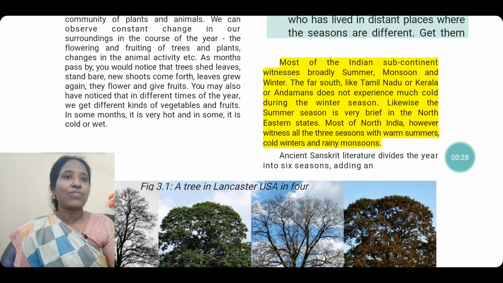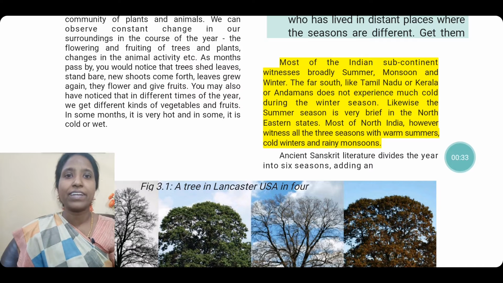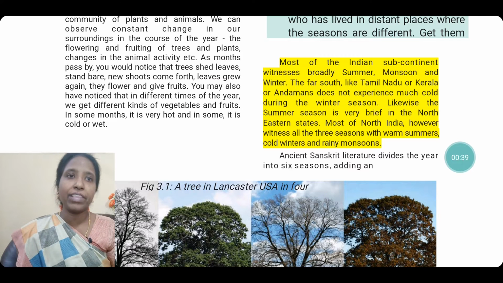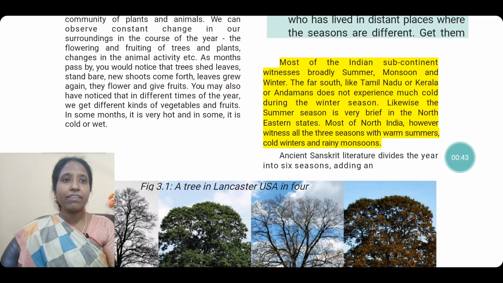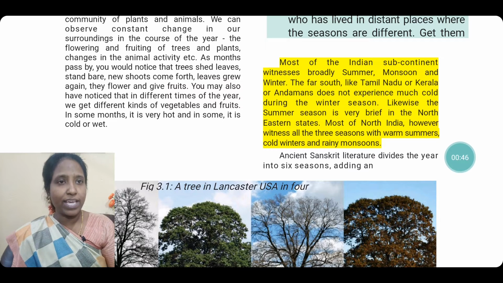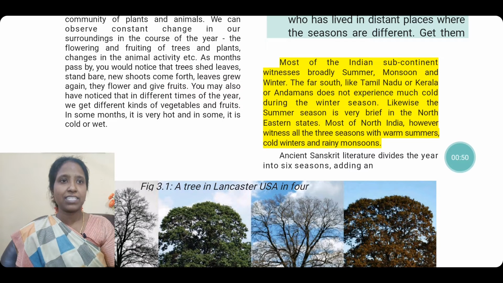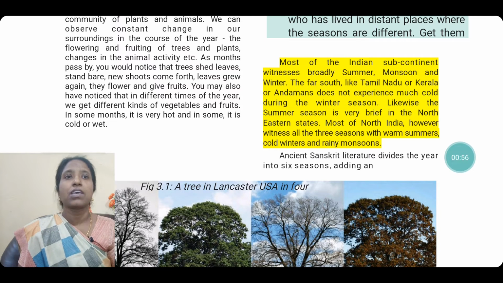Most of the Indian subcontinent witnesses broadly summer, monsoon and winter. Monsoon means rainy season. The far south, like Tamil Nadu, Kerala or the Andamans, does not experience much cold during the winter season. Likewise, the summer season is very mild in the northeastern states. Most of North India, however, witnesses all three seasons, with warm summers, cold winters and rainy monsoons.